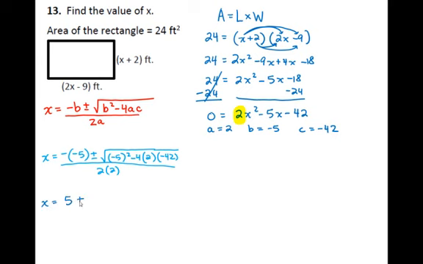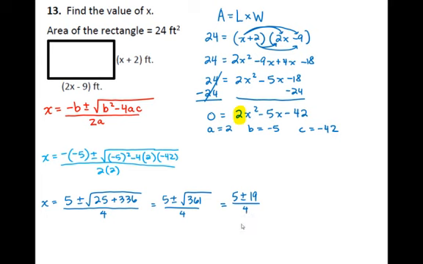So x equals 5 plus or minus the square root of 25 plus 336 all over 4. That's 5 plus or minus square root of 361 over 4. The square root of 361 is 19, so 5 plus or minus 19 over 4. And now we're going to separate into two problems, because now I do want to add 5 and 19, and I also want to subtract 19 from 5. So I'm going to separate into two problems. 24 divided by 4 is 6, so one of my solutions is 6.